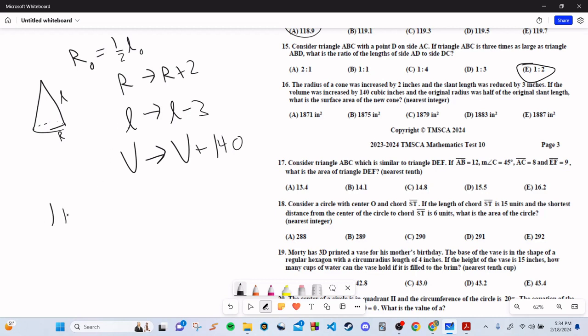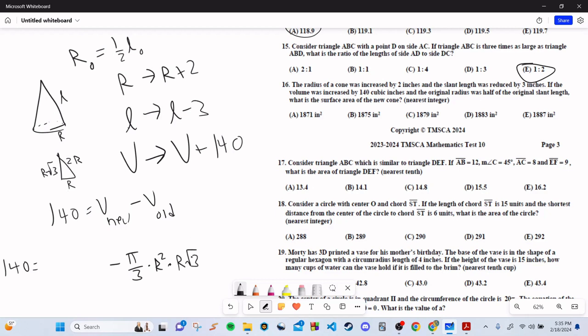So I can write the expression 140 equals the new volume minus the old volume, right? Because that's the increase. First let's write the old volume. Old volume is going to be pi over 3 times r squared times, and given the fact that the old slant height was double the radius, this becomes a 30, 60, 90 right triangle. So I can easily get my height to be r root 3. You can prove that by Pythagorean theorem.